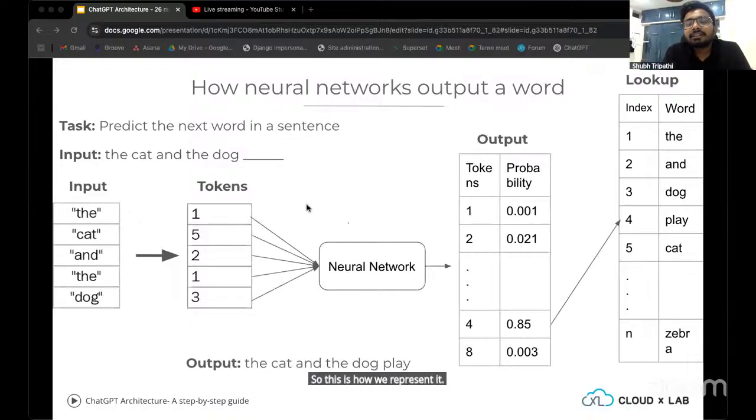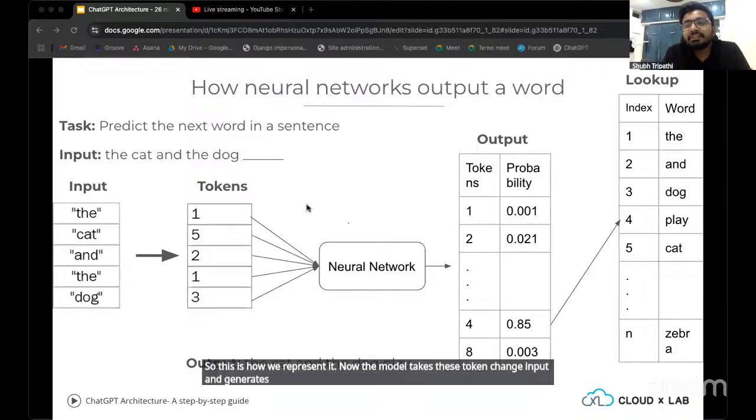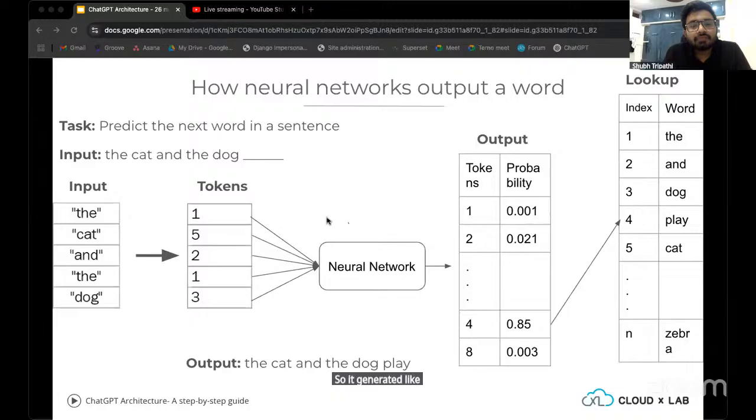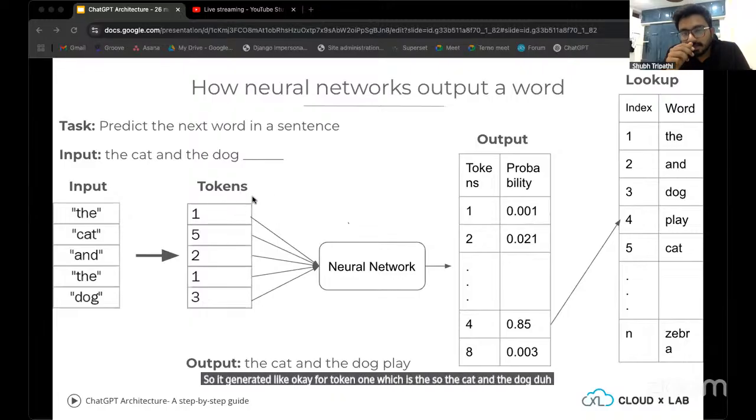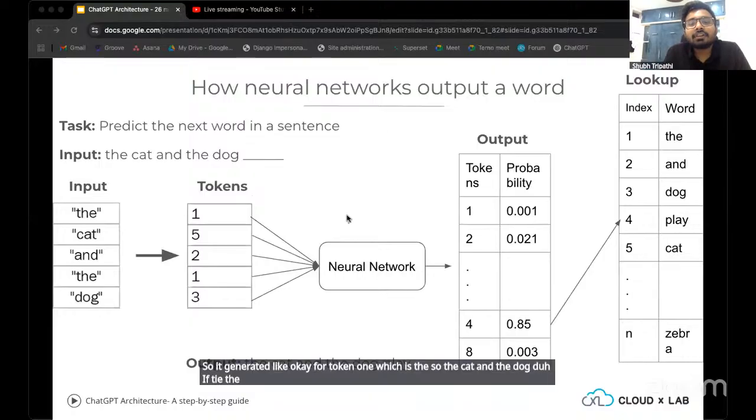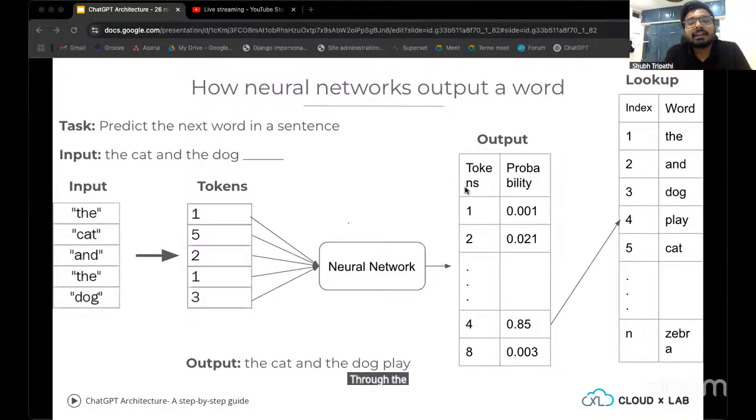Now the model takes these tokens as input and generates a probability score for each word in its dictionary, all 50,000 words. So for token one, which is "the" in "the cat and the dog, the," if "the" is the next word, the probability is only 0.001. And for the second token, which is "and," the probability is also very low.